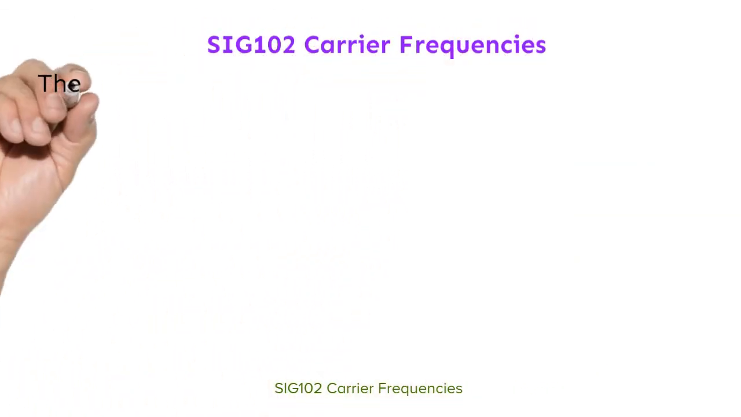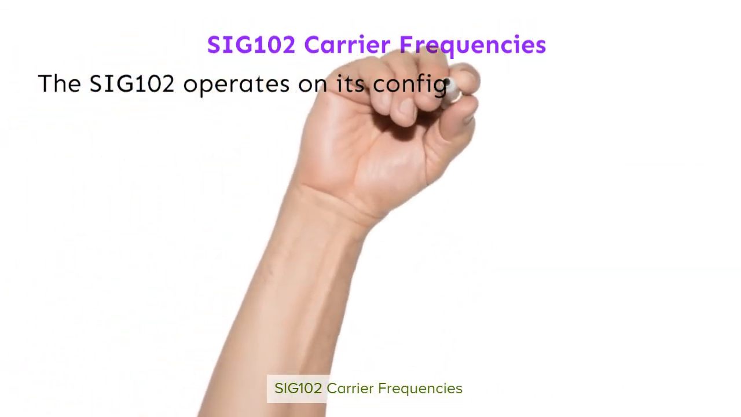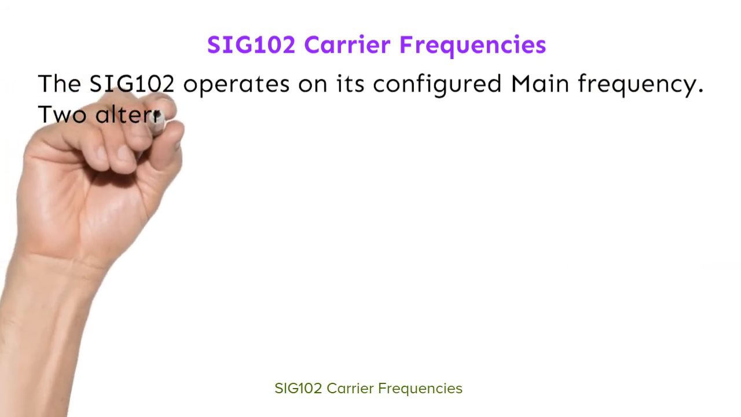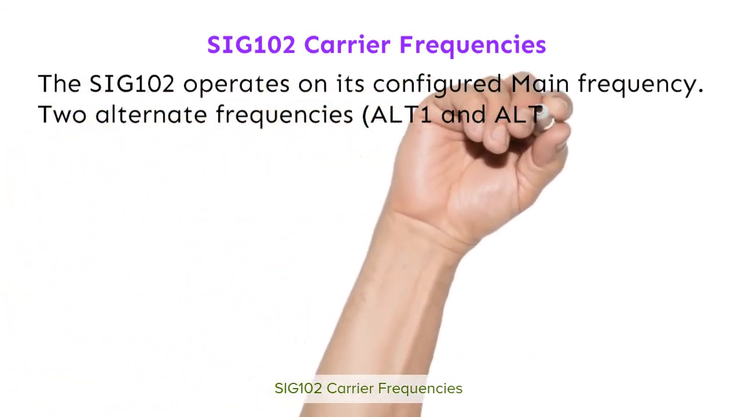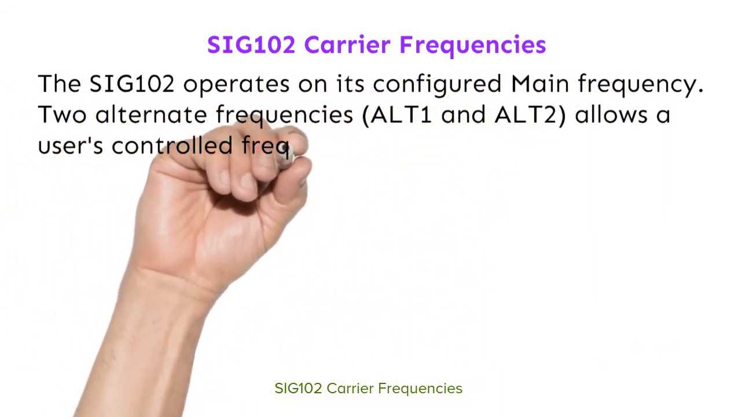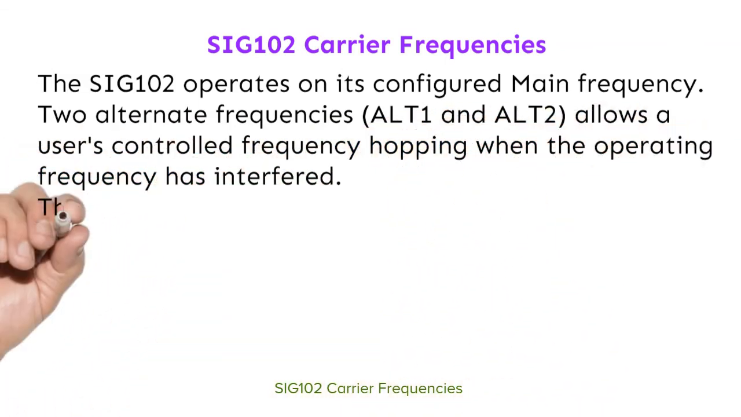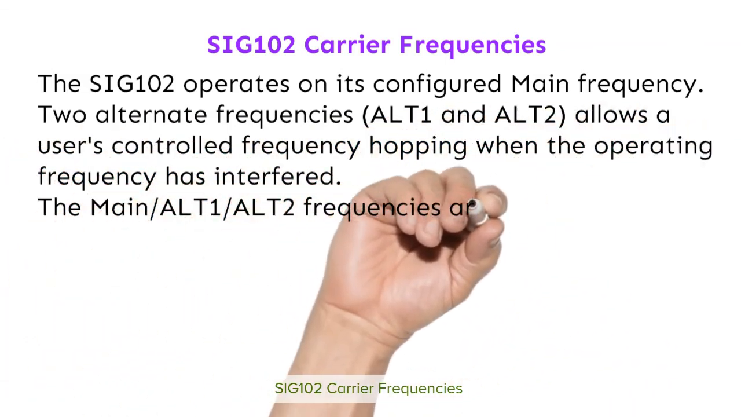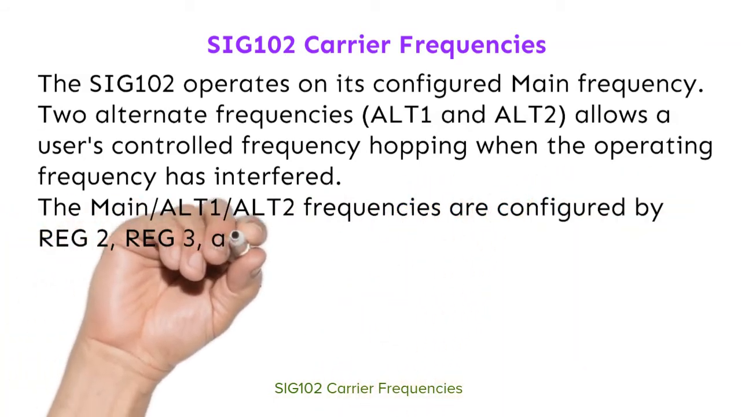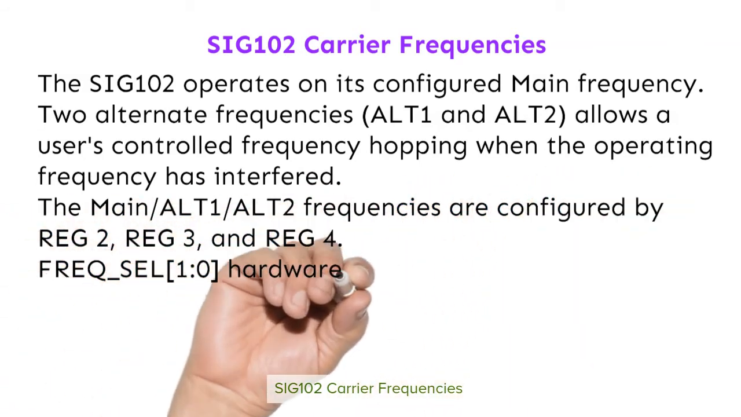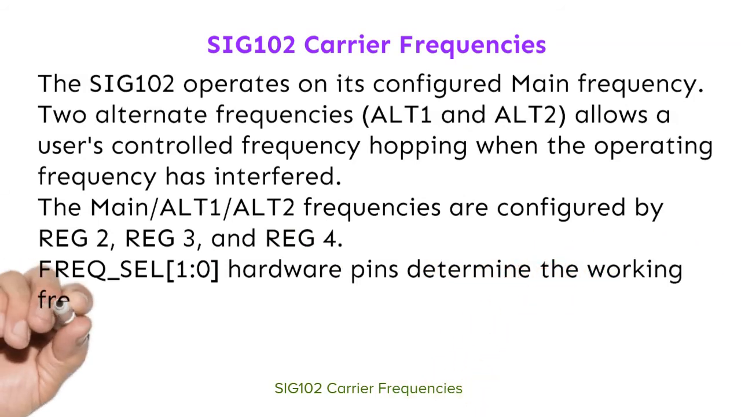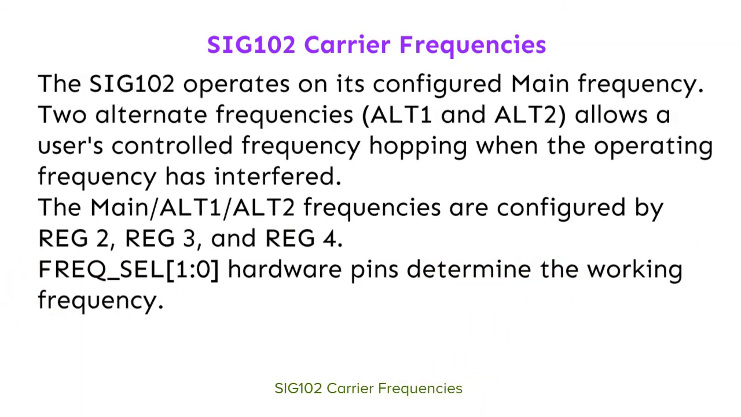The SIG102 operates on its configured main frequency. Two alternate frequencies, Alt1 and Alt2, allow the user's controlled frequency hopping when the operating frequency is interfered with. The main, Alt1, and Alt2 frequencies are configured by Reg 2, Reg 3, and Reg 4. Freq select 1 to 0 hardware pins determine the working frequency.